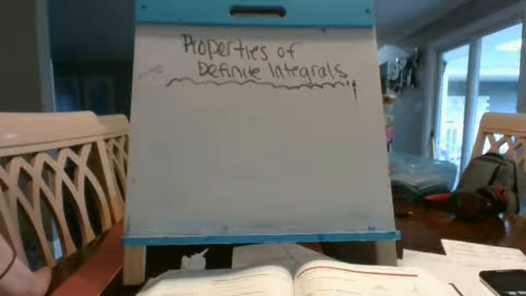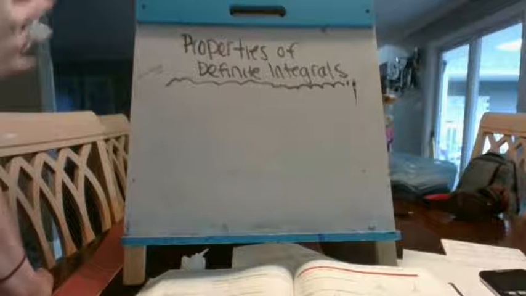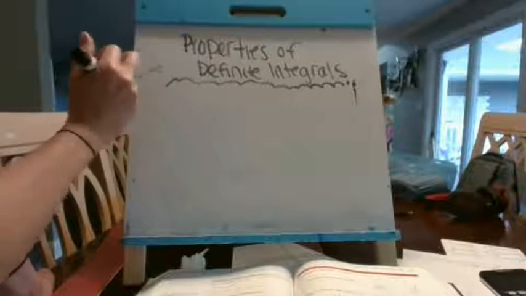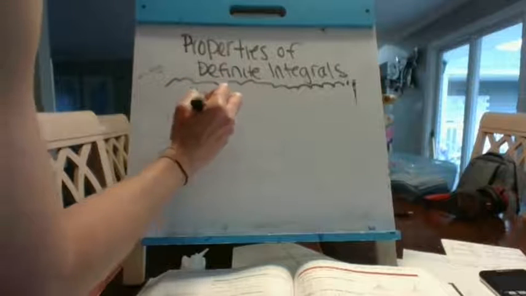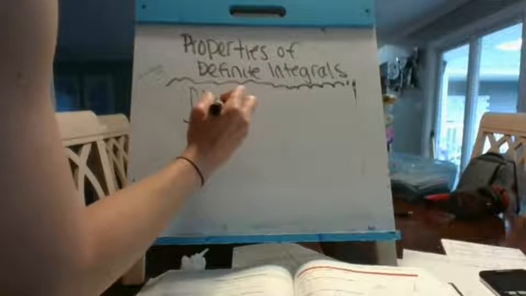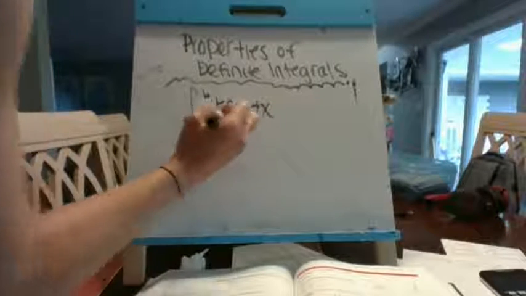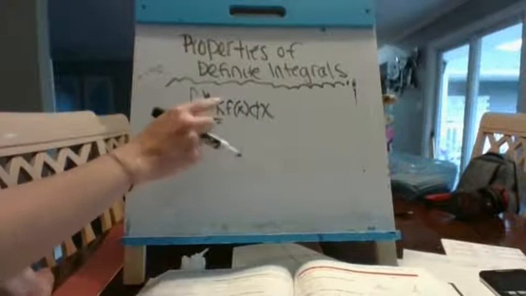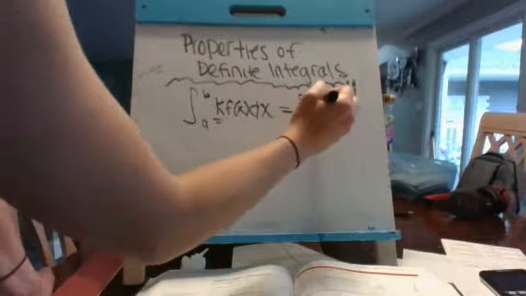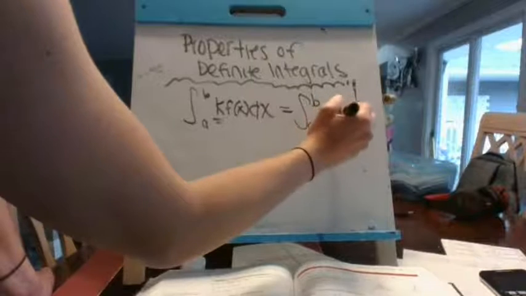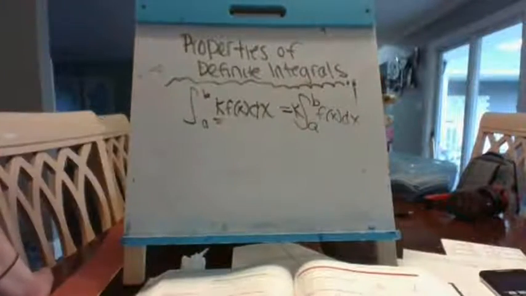All right, so we're going to talk about a couple more properties of definite integrals. Yesterday we talked about how we can add them. Let's talk about if you're asked to find the definite integral with a coefficient. The definite integral with the coefficient in front is the same thing as if you were to evaluate the definite integral and then multiply by the coefficient.